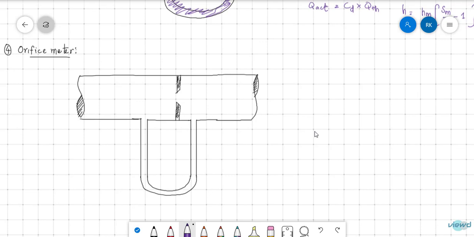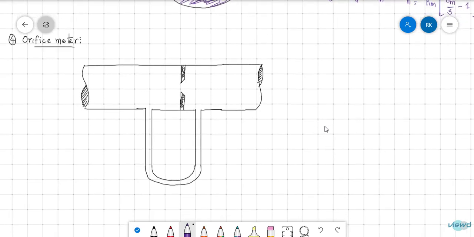And next is the orifice meter. This orifice meter is also used to measure the discharge. So how to measure the discharge in this? This is the first section 1, 1, and this is section 2, 2. So the fluid flows in the orifice meter in such a way. This orifice is this one.